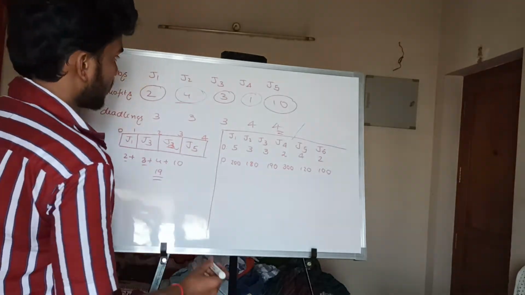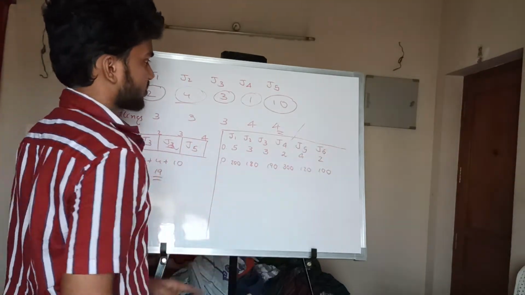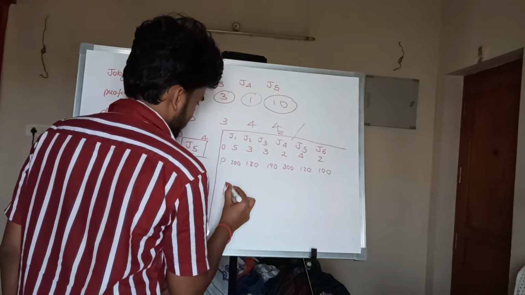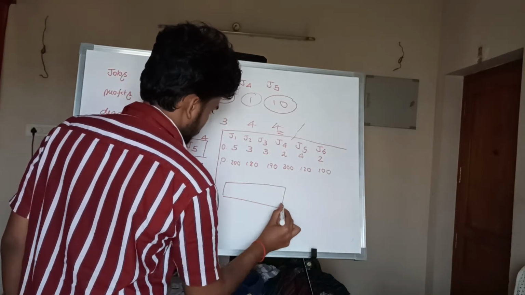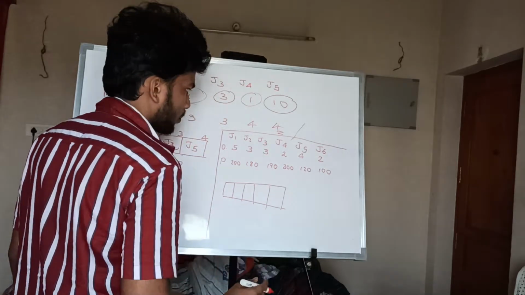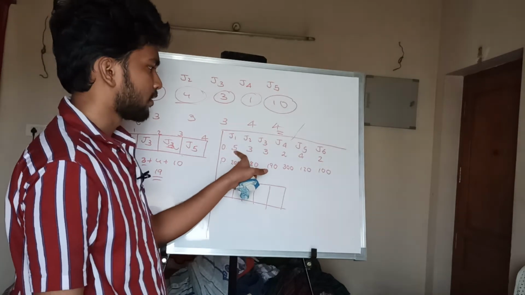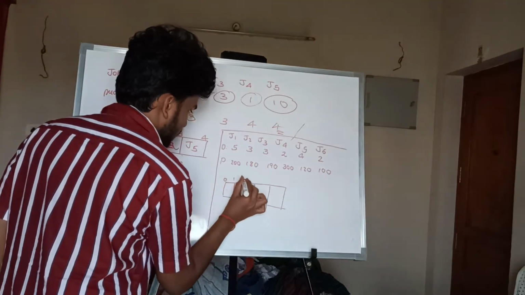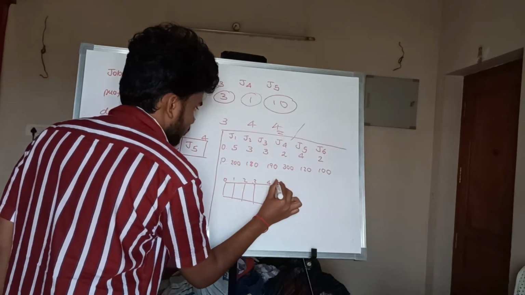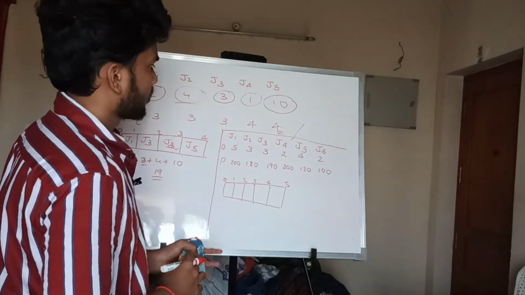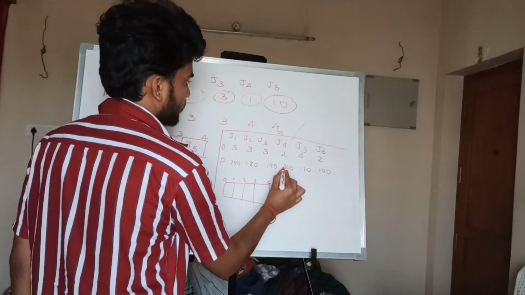Okay, now J1, J2, J3, J4, this is another example. Watch it carefully. So again I will prepare a Gantt chart. 1, 2, 3, 4. Of what size? Check carefully, 5 is the maximum here. So from 0, 1, 2, 3, 4, 5. Now take out the highest value.